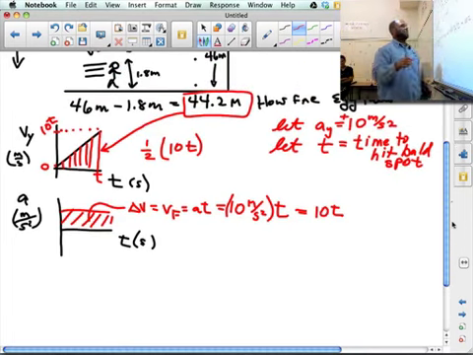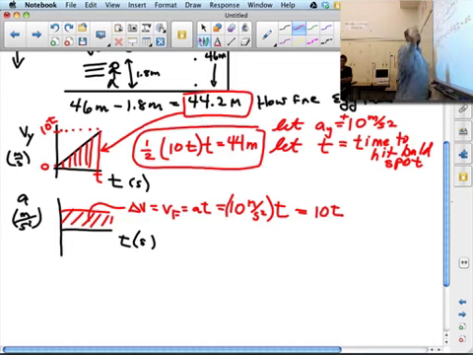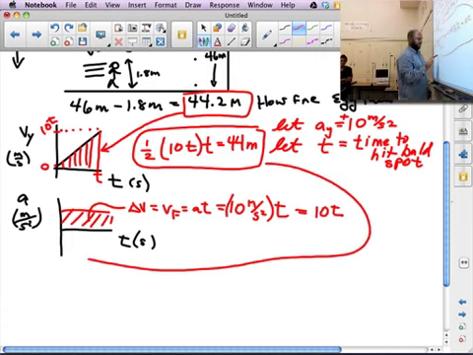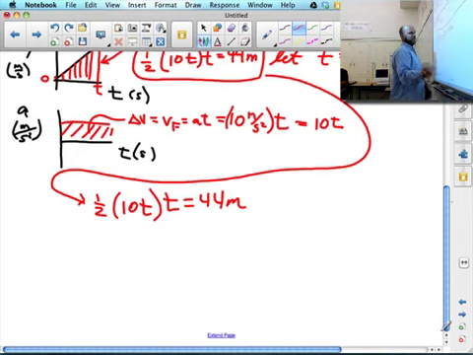All right, so let's get this thing wrapped up. This equals 44 meters. You guys good there? And so let me continue over here. 1/2 10t squared equals 44 meters. It's just algebra right here. And all this gives us is the time to hit homie on the head, right? That's all it gives us. So let's figure that out.